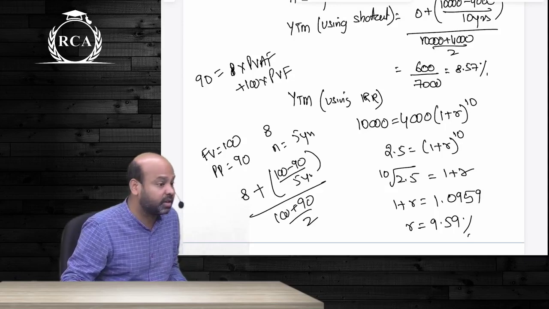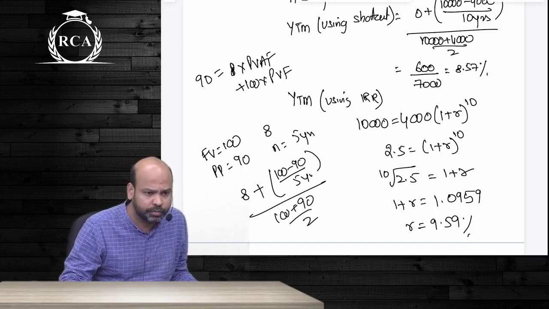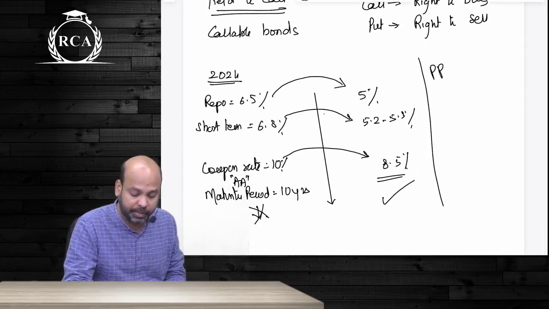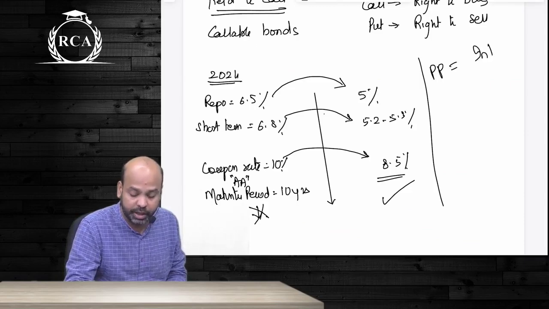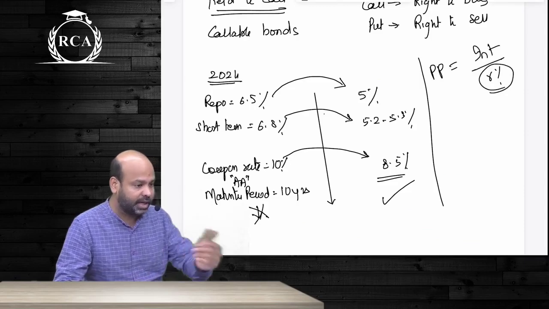In case they ask us to compute YTM of a perpetual bond, what will you do? No shortcut method. I will directly write current market price, that is purchase price, is equal to interest amount divided by R%. What is missing? R%. That itself is your actual return.